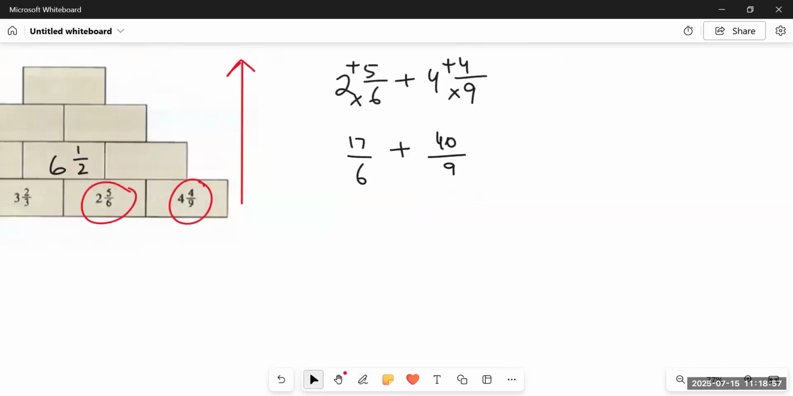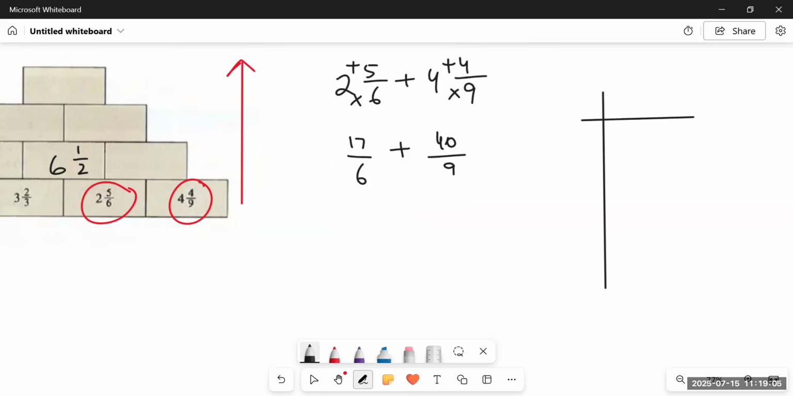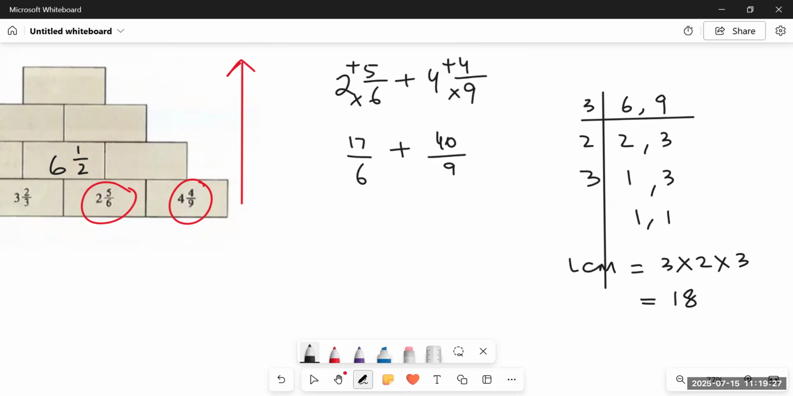That would be better. Or even if you memorize the tables thoroughly, it would be easier for you to solve it further without finding out the LCM. It's 6 and 9. We can see that 3 twos are 6, 3 threes are 9, 2 ones are 2, and 3 ones are 3. So what's the LCM over here? 3 twos are 6, 3 threes are 18. So basically we just have to make the denominators 18. How? 6 threes are 18, 9 twos are 18.